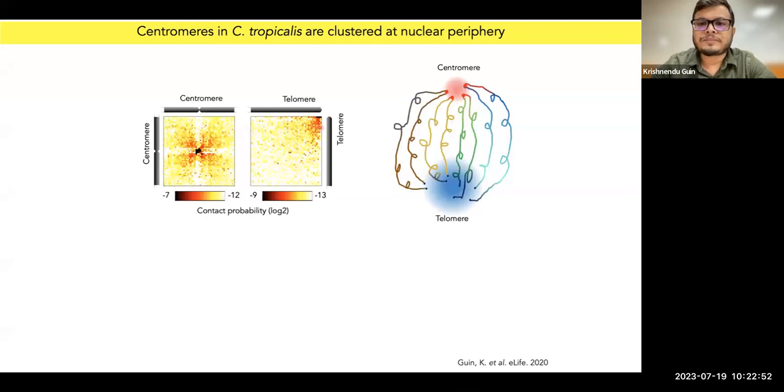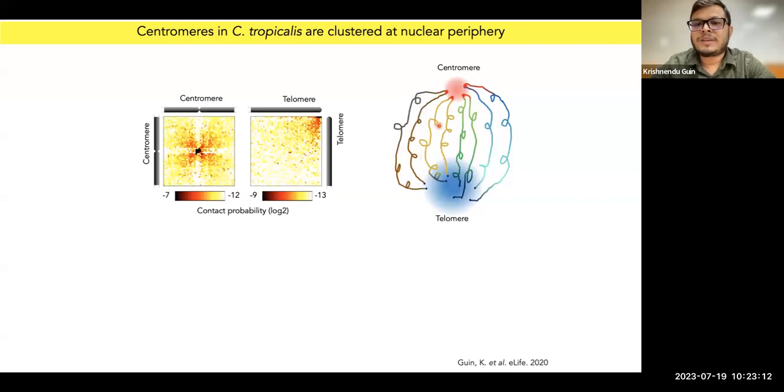As you can see here, the centromeres do not interact with the rest of the genome. So if you walk away from the centromere to other genomic loci, contact drops. So you see this cross-like pattern at the centromere. This means the centromere is not interacting with other parts of the genome.